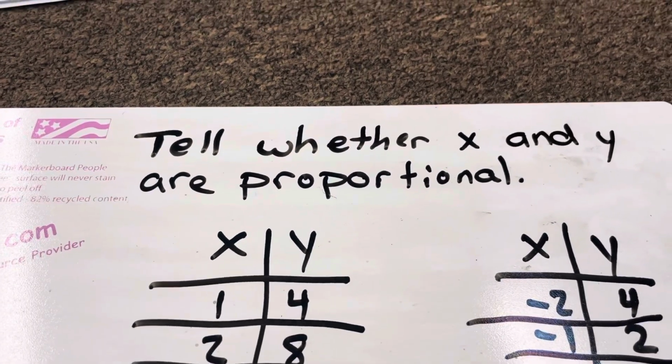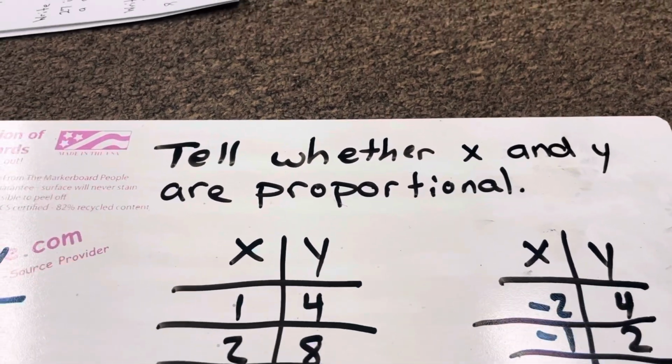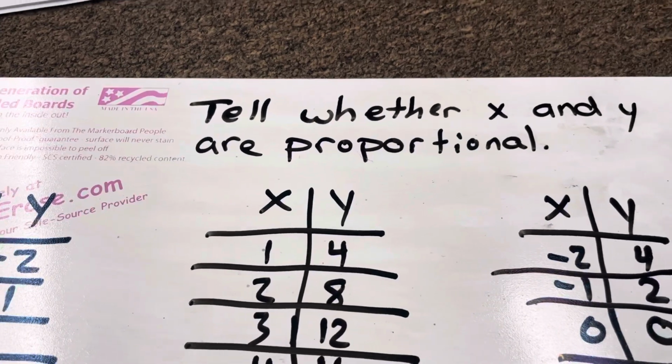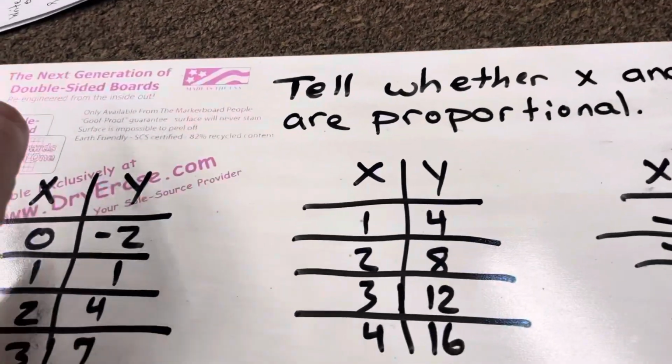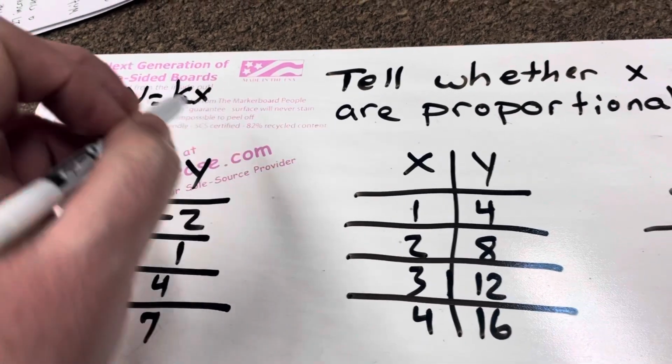All right, so we're looking at this first one here. It says tell whether x and y are proportional. So here we go, 7th grade. We're going to be talking about something today that your book really doesn't talk about too much.